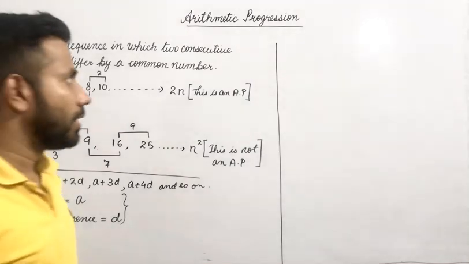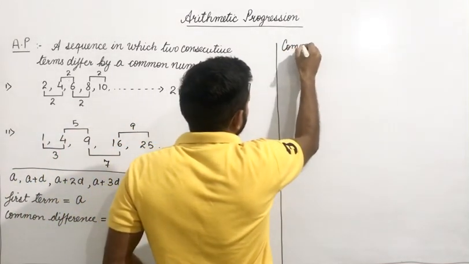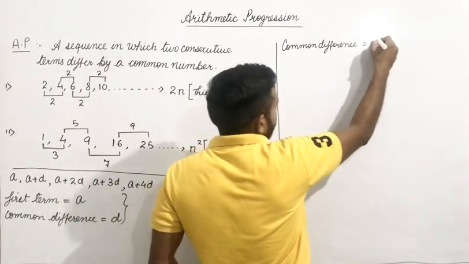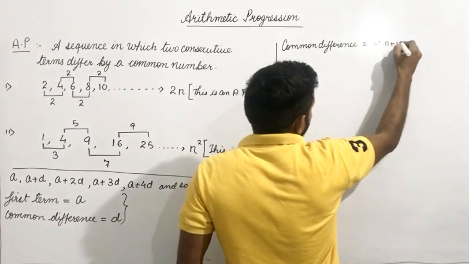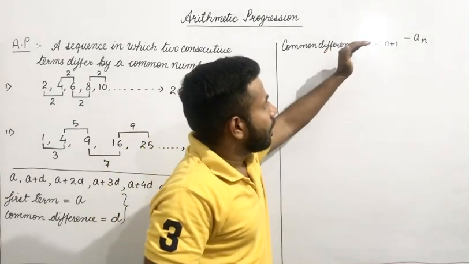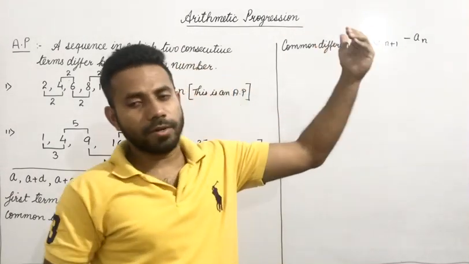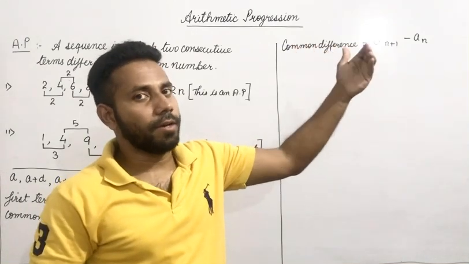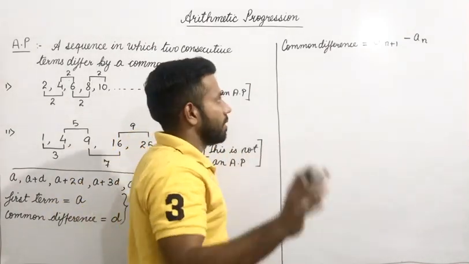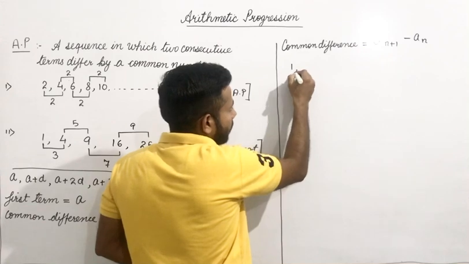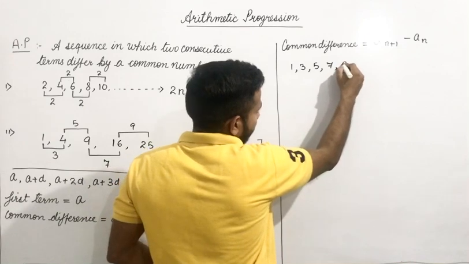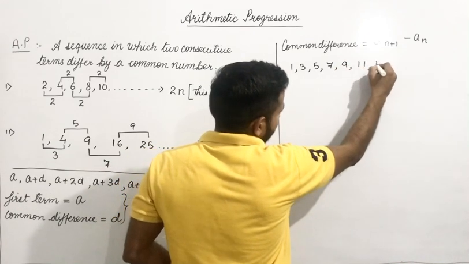The formula is: common difference of any AP equals a(n+1) minus a(n). What does a(n+1) mean? It means the successive term. I will give you a very simple example. Let us take an arithmetic progression: 1, 3, 5, 7, 9, 11, 13.